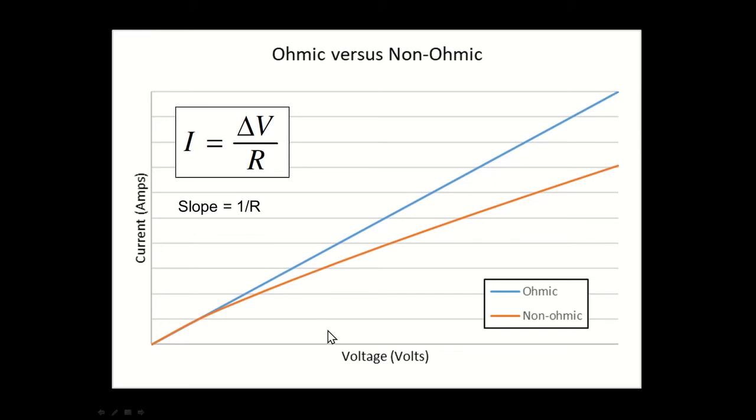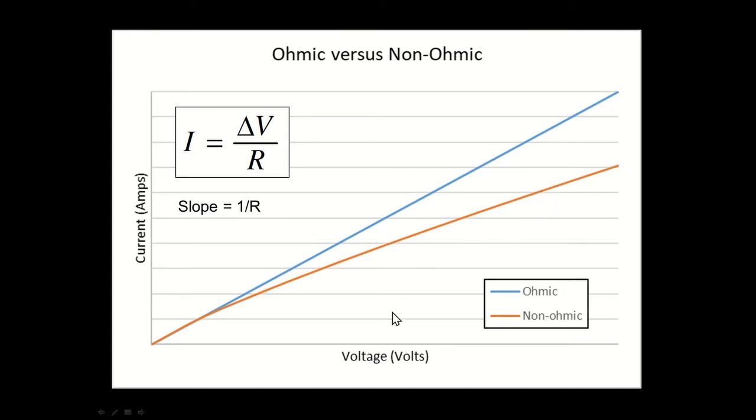But other resistors don't behave quite like that. As we get more and more voltage, the current does increase, but it doesn't increase linearly. You can see the slope here is smaller than what the slope was here. And if slope is equal to 1 over the resistance, that must mean that the smaller slope had a bigger resistance. So as we put more and more voltage on this thing and got more current, the resistance increased.